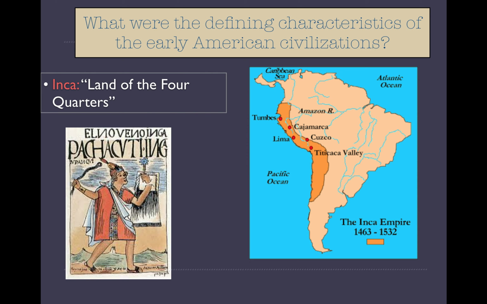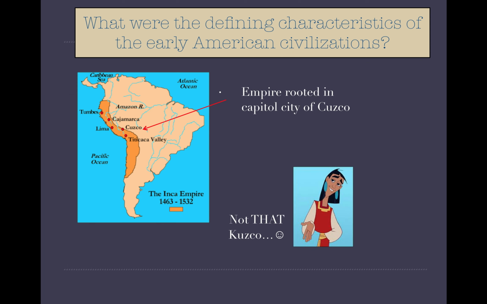Now let's shift our focus down to the other major group of the time, the Inca. Now the Inca, you notice, are in South America. They were not in Central America. They were in South America. Inca literally means the land of the four quarters. And the Inca were a united empire. They were a united, one ruler, one emperor ruling over this entire land area.